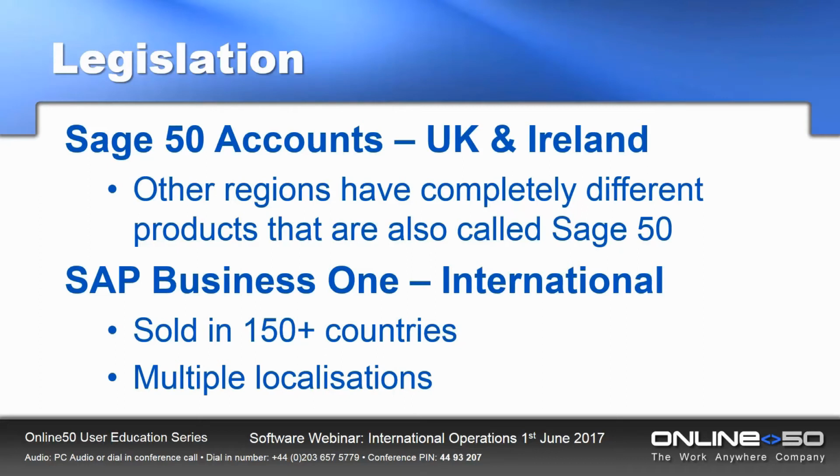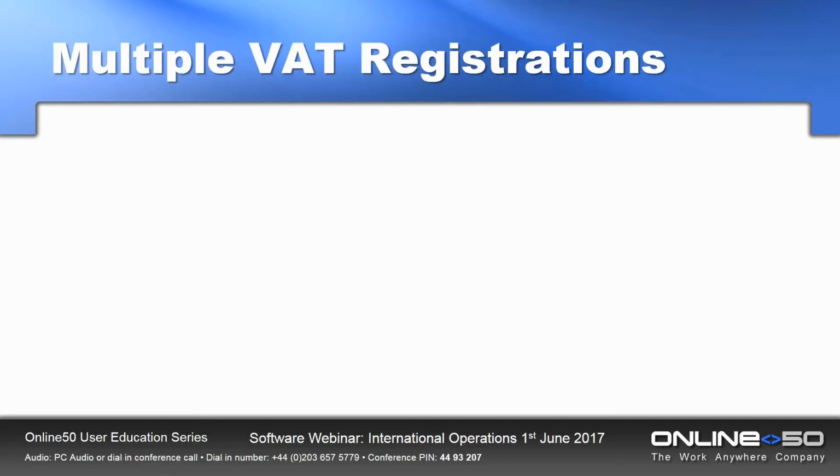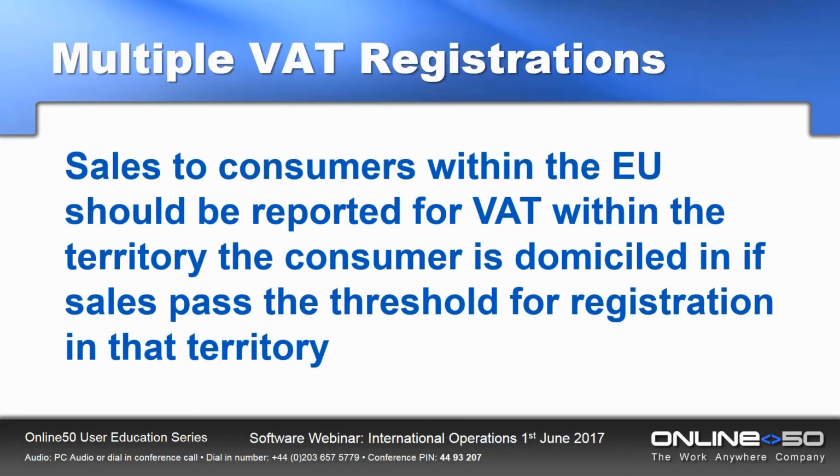Related to legislation, we're going to think about multiple VAT registrations. So, the UK is still part of the EU. We have voted to leave. We don't know what that's going to mean. Current EU legislation stipulates that if a business is selling to consumers in a different territory within the EU and passes the threshold to be registered for VAT in that territory, then that means they need to submit a VAT return to that territory as well as to the territory in which they're based. So that means a single legal entity being registered for VAT in multiple EU countries.